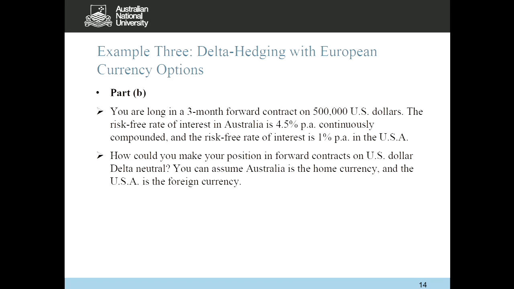All right, so part B of the third question says, you are long a 3-month forward contract on 500,000 US dollars, and the risk-free rate in Australia is 4.5%, continuously compounded, and the risk-free rate is 1% in United States. So how could you make your position in the forward contract on US dollar delta neutral? You can assume the Australian dollar is the home currency and the US dollar is the foreign currency, right?